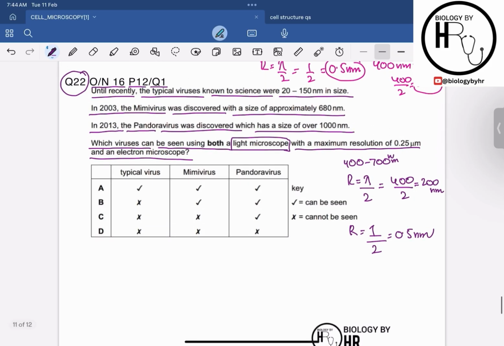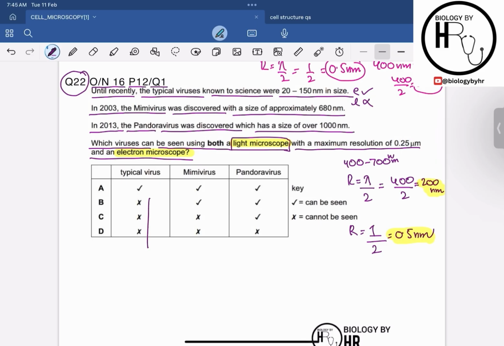Now they are asking what can be seen by both the light microscope as well as the electron microscope. We know that with the light microscope, objects of 200 nanometers or above can be seen, and with the electron microscope, objects of 0.5 nanometers or above can be seen. So a typical virus obviously cannot be seen by the light microscope, right? Because only 200 nanometers or above can be seen with the light microscope. However, in the electron micrograph it can be seen, but with the light microscope it cannot be seen, hence cross.